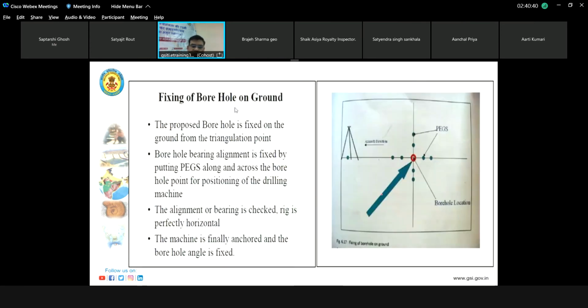Then fixing of boreholes on the ground. The proposed borehole axis is fixed on the ground from the triangulation point. Here, if it is a point, then here is your machine tripod, and these are the pegs from different directions. The directions you have to give to the surveyor, and the surveyor will definitely by their compass and others fix the borehole direction, in which direction it will go.